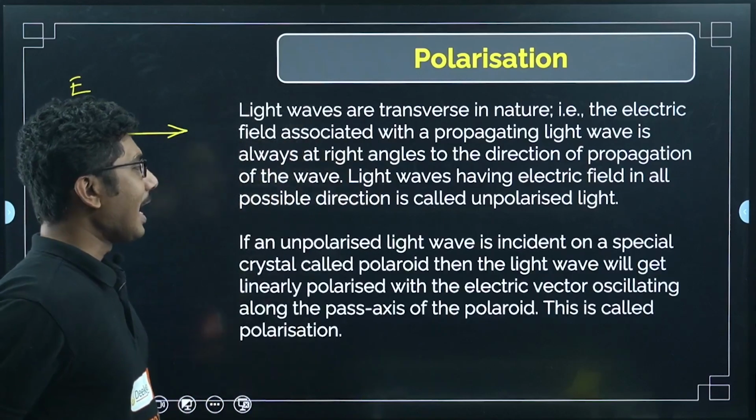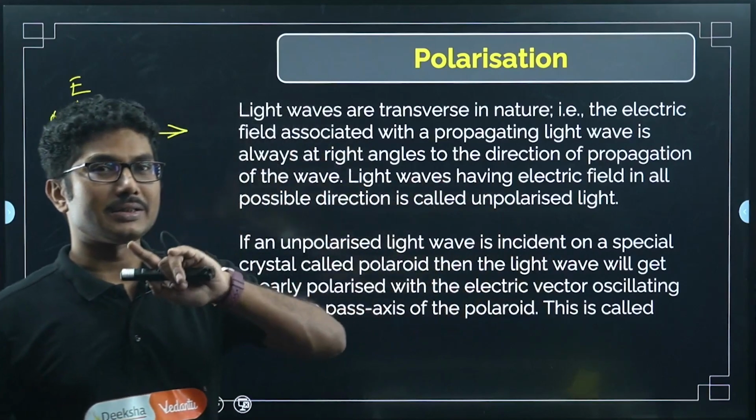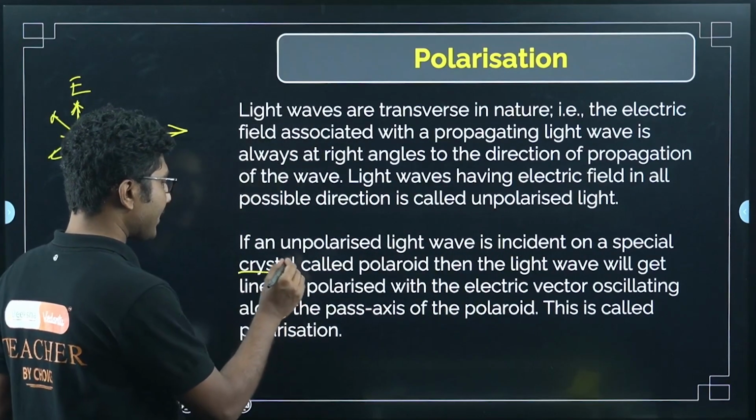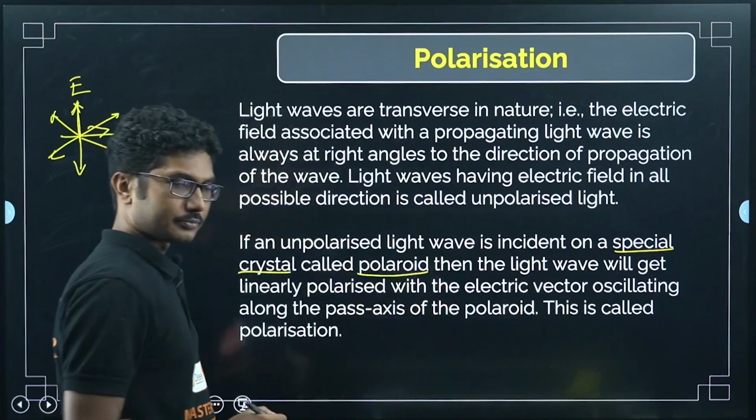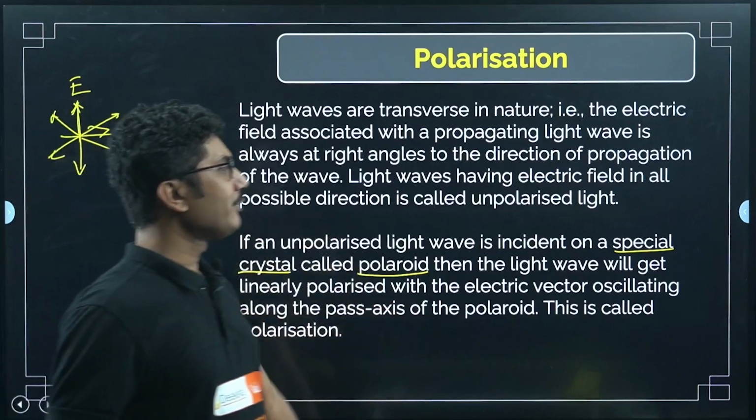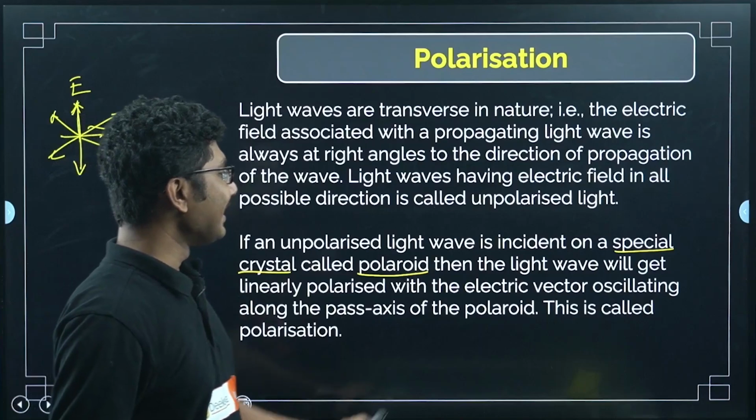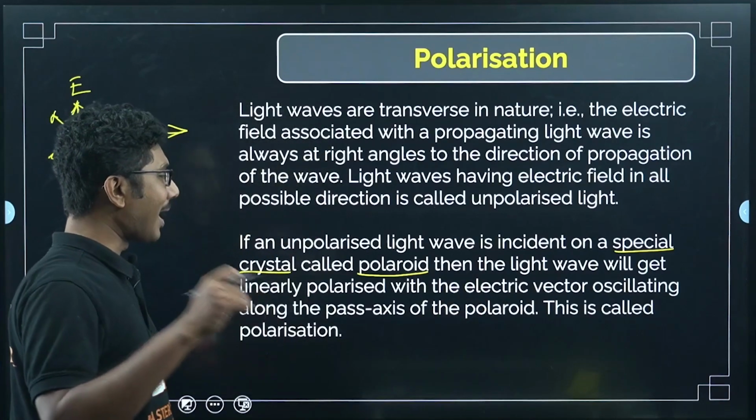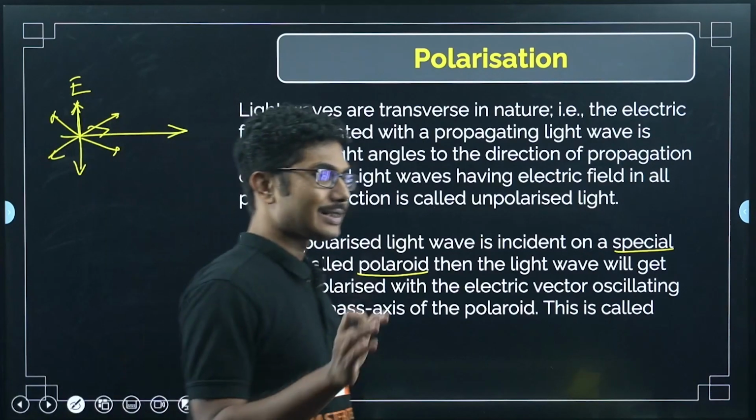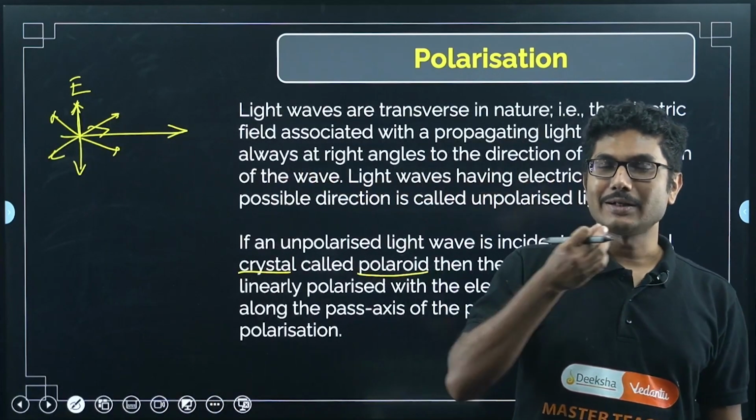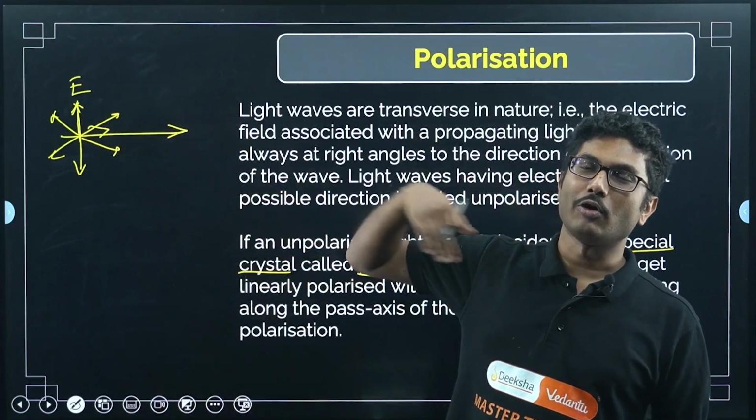Now if an unpolarized light wave is incident on a special crystal, remember that special crystal called Polaroid, then the light wave will get linearly polarized with the electric vector oscillating along the pass axis of the Polaroid. It is called polarization. Now let us understand this in detail. So what is the meaning of that? Light has all the possible electric fields vibrating in all possible directions.